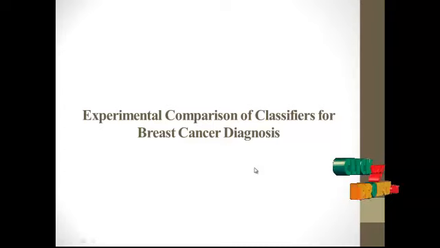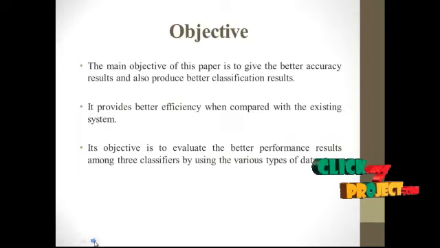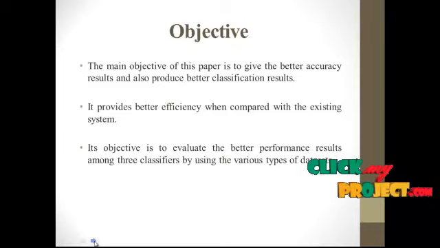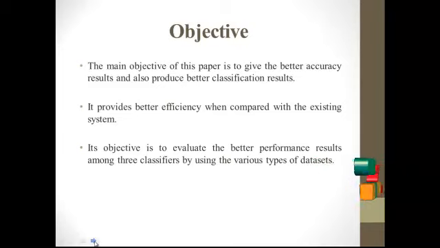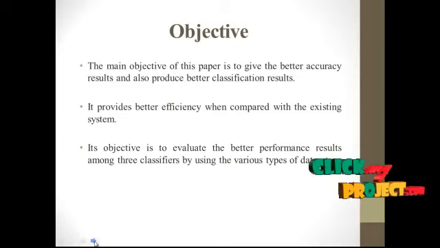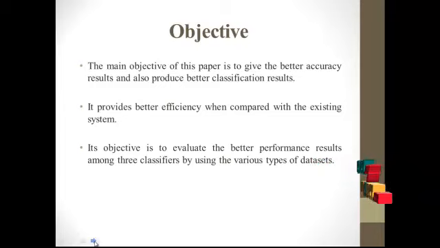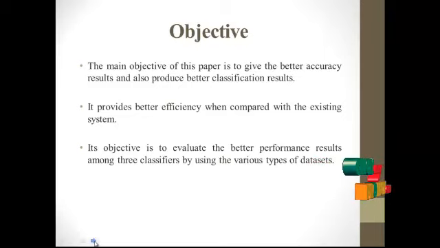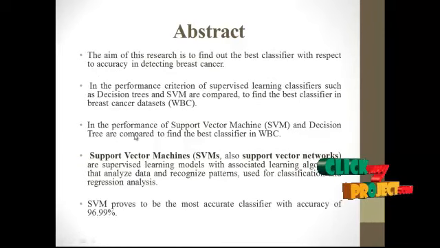Our title is Experimental Comparison of Classifiers for Breast Cancer Diagnosis. The main objective of the process is to give better accuracy results and also to produce better classification results. It provides better efficiency when compared with the existing system. This is a process for evaluating the classifiers when diagnosing breast cancer. Its main objective is to evaluate the better performance results among three classifiers by using various types of datasets. Now let me discuss the abstract of our process.